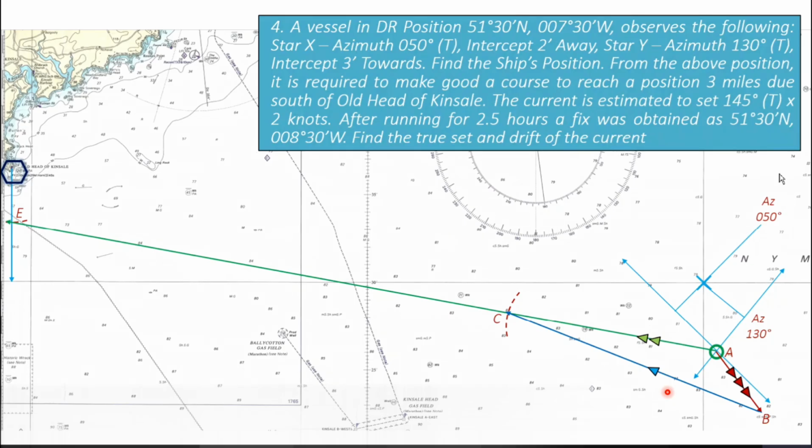So if we have this current in the area, that is 145 with a rate of 2 knots, and we steer this particular course, that is the Bravo to Charlie course, we should be reaching our destination. So the second part of the question is complete. They wanted us to make good a particular course so that we reach this destination position Echo. So we know what course we need to steer. Align your parallel ruler with Bravo Charlie, take it to the nearest compass rose, and you can read off the course to be steered.